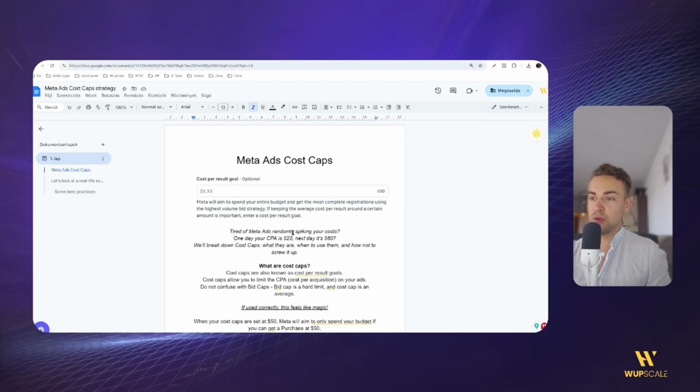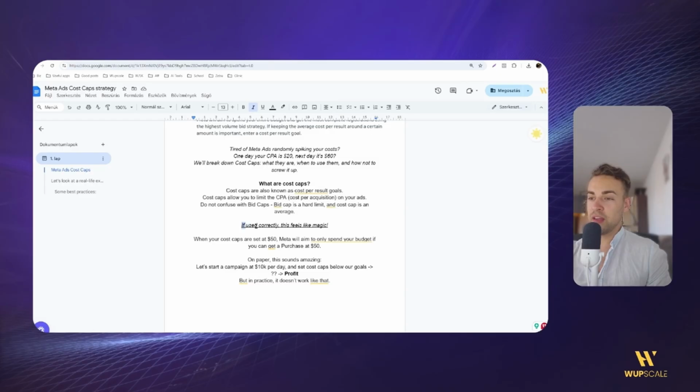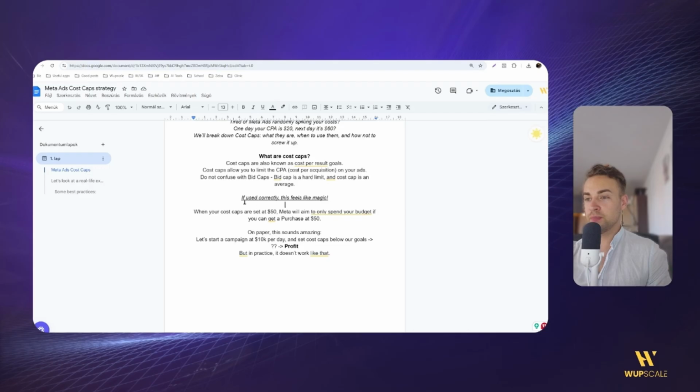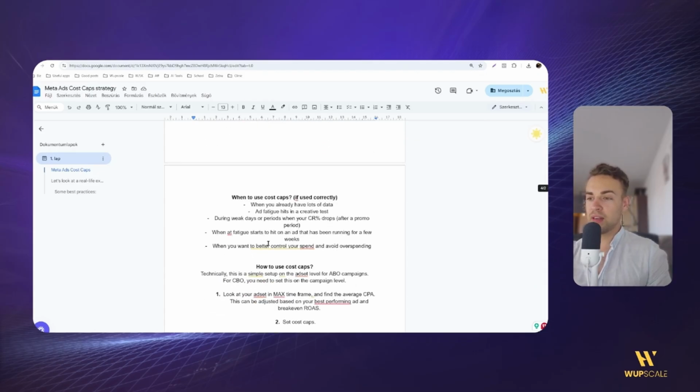So it's best if you are tired of Meta ads randomly spiking your costs. One day your CPA is $20, the next day it's $60. So we'll break down cost caps, when to use them, and how not to screw it up. As I mentioned, if used correctly, this feels like magic, because when your cost cap is set to $50, Meta will aim to only spend your budget if it can get a purchase at $50. I already talked about this. It sounds amazing. Let's just go crazy and profit, but it doesn't really work like that in practice.